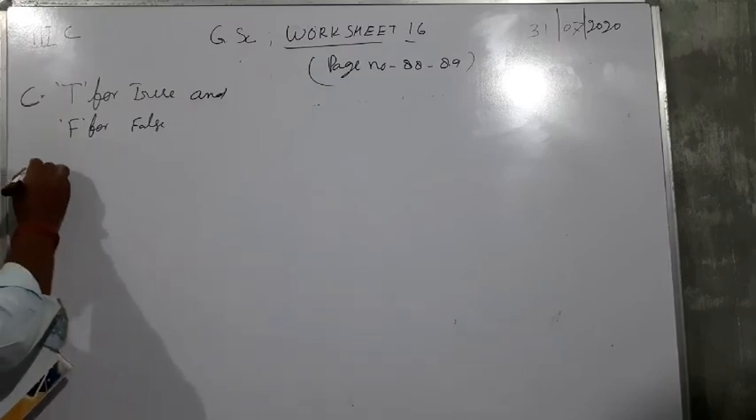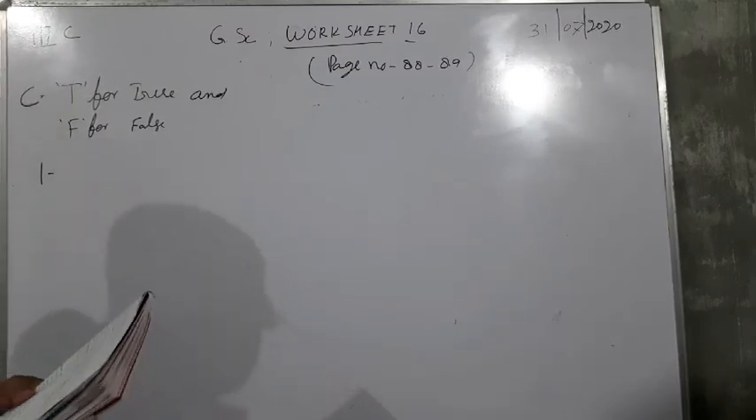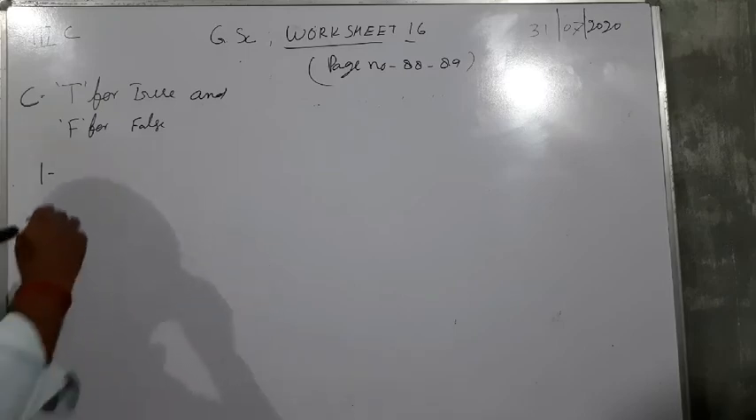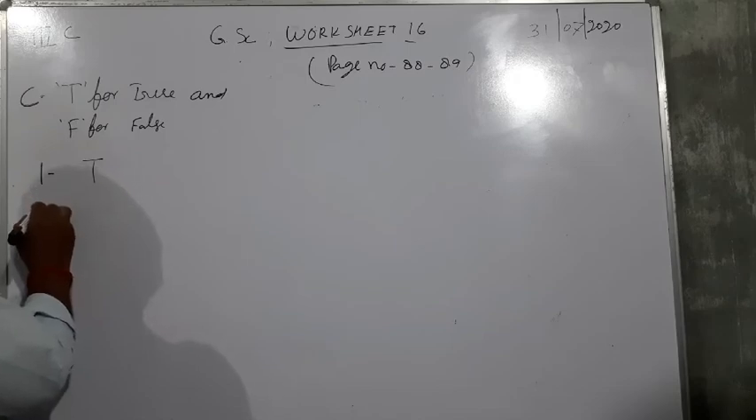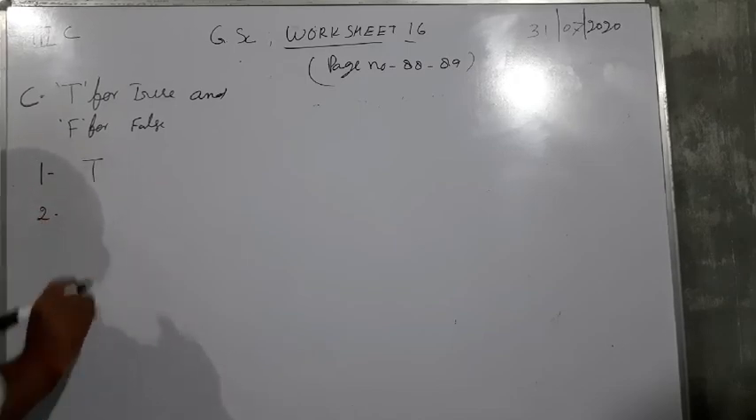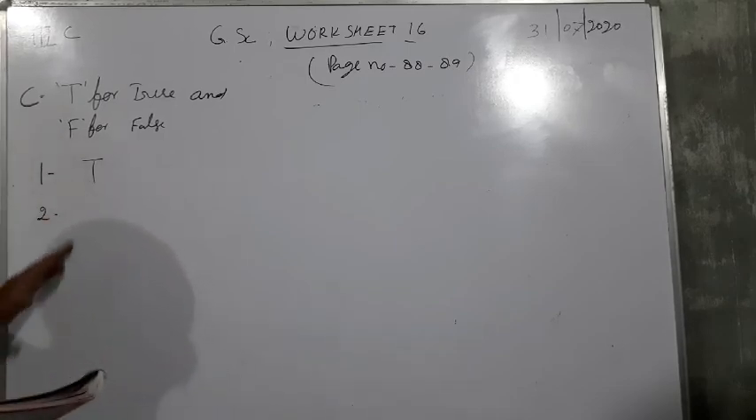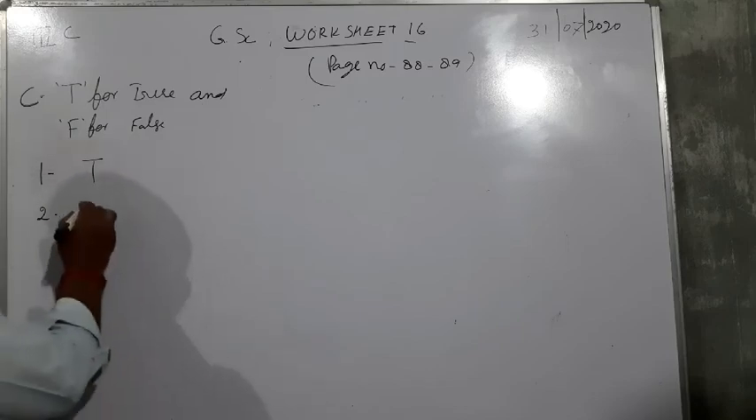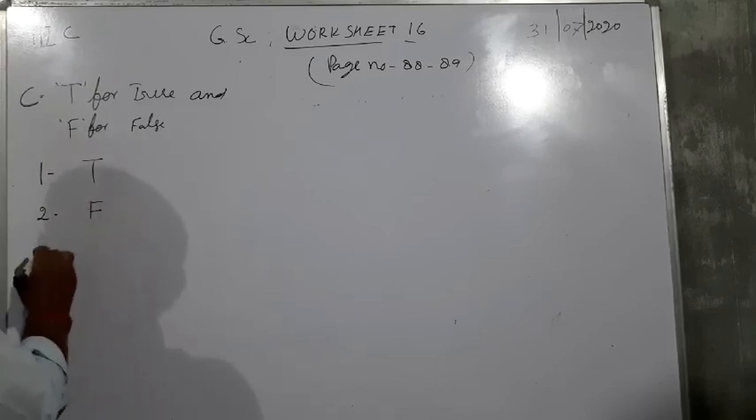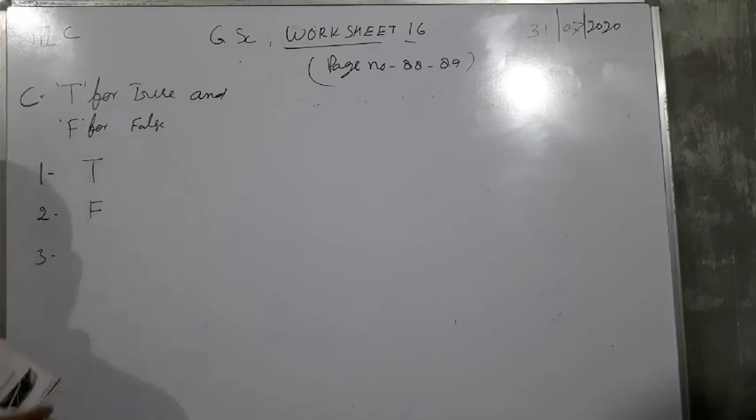So first, the sun is a star. Yes, it is correct. So this statement is true, you have to write T. Second, the sun revolves around the earth. No, it is incorrect. The correct statement is that earth revolves around the sun. So this statement is false.